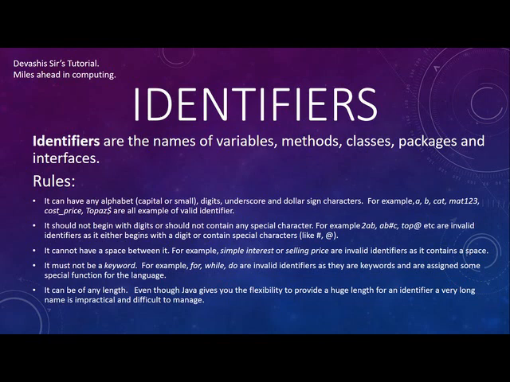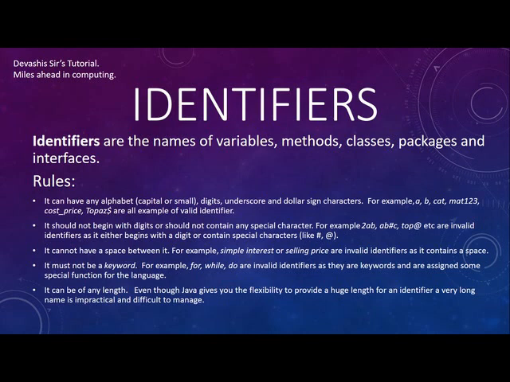Now identifiers. So what are identifiers? Identifiers are the names of variables, methods, classes, packages and interfaces. So identifiers basically are the names given to different parts of a program. It may be a variable name, a method name, a class name, a package name, or an interface. Now there are certain rules which you have to follow for using identifiers.